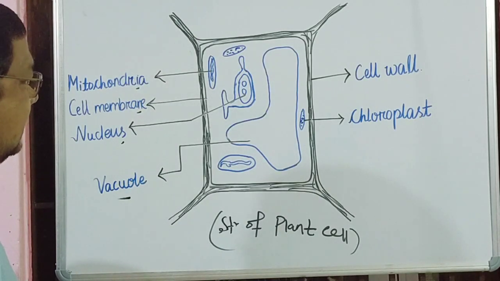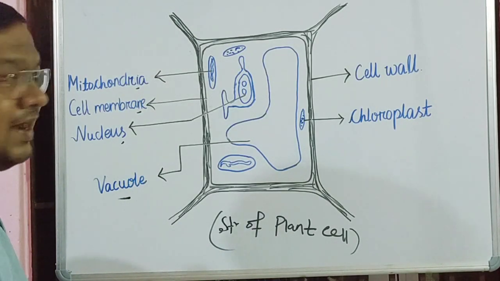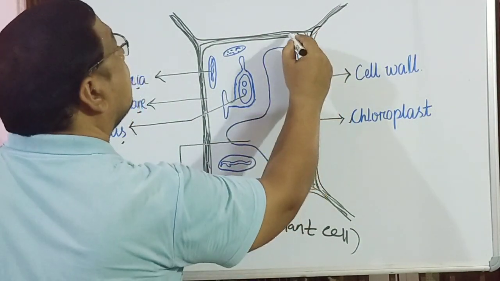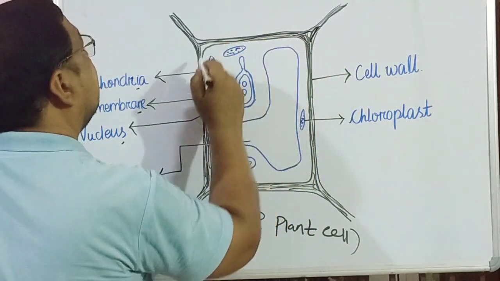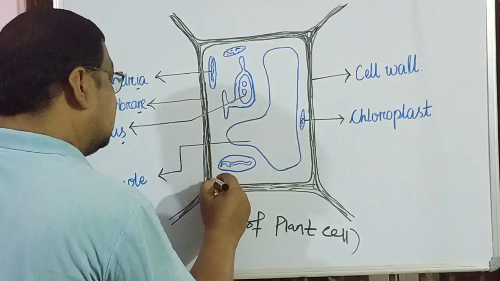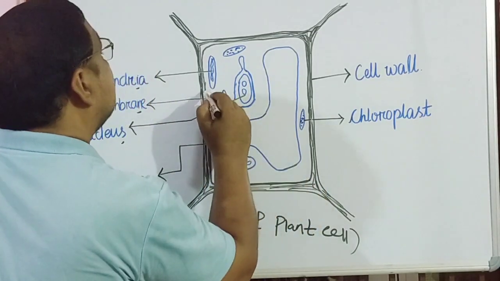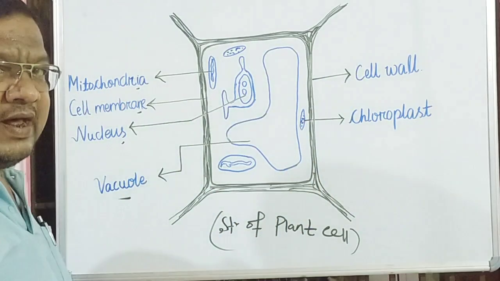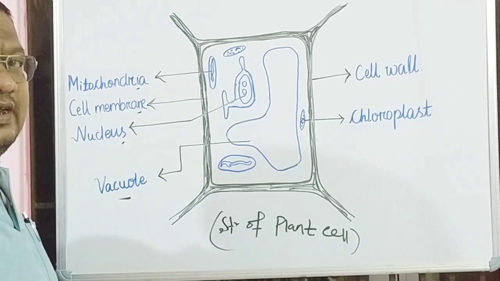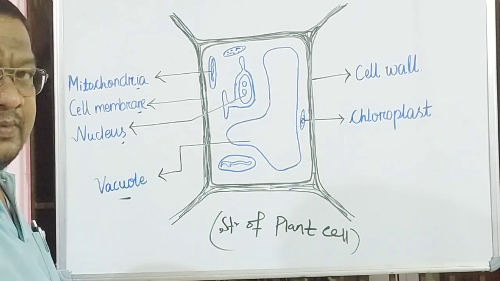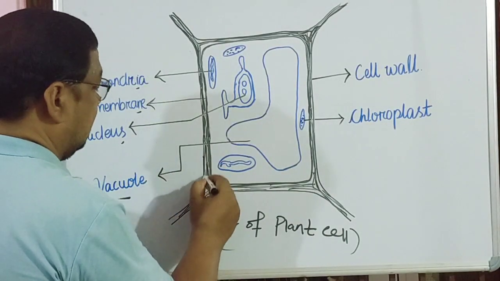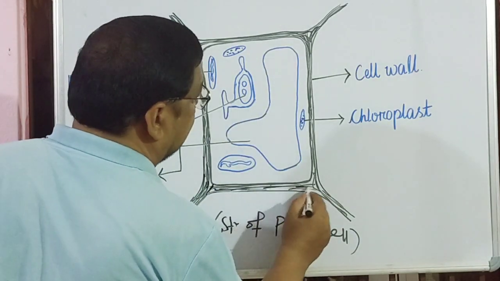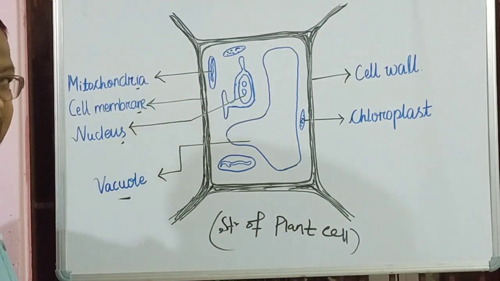What are the new things here? You see, cell wall. This is the cell wall. The outer covering above the cell membrane. This is the cell membrane, which is thin. Cell membrane is present in the animal cell, also in the plant cell. But apart from cell membrane, cell wall is present, which is very thick and rigid in nature. It is a non-living part. Cell wall is not living. It gives protection to the cell. It is only present in the plant cell.